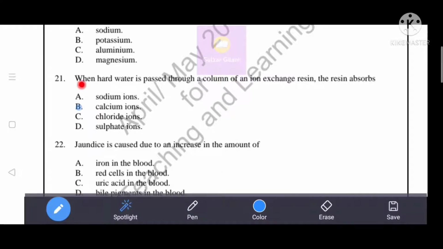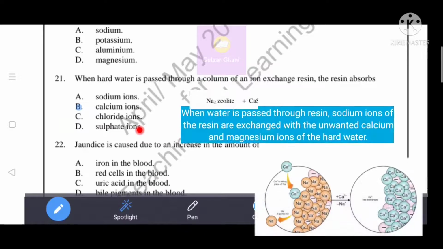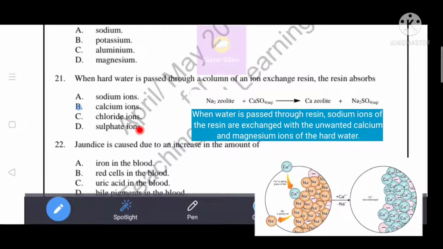Next question. When hard water is passed through a column of an ion exchange resin, the resin absorbs options A sodium ions, calcium ions, chloride ions, sulfate ions. As you know, when water is passed through resin, sodium ions of the resin are exchanged with the unwanted calcium and magnesium ions of the hard water. That's why option B, calcium ions, is the correct answer. Means B is the right answer.